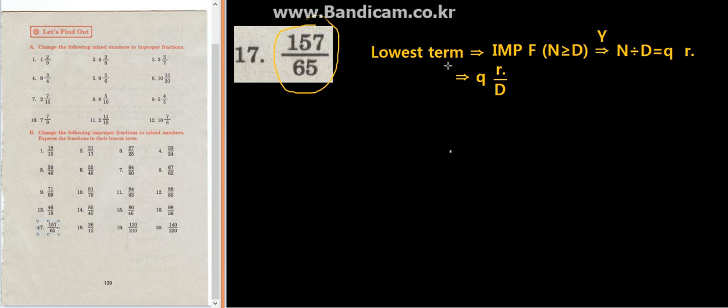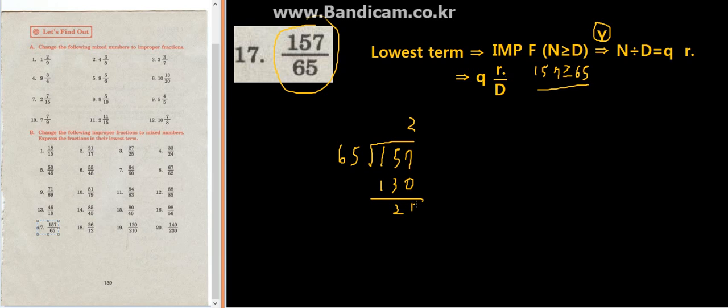Then we consider if this is an improper fraction. Yes, it is. The numerator is 157, while the denominator is 65. This is definitely an improper fraction. So we divide the numerator 157 by the denominator 65. Let's put 2, and this is going to be 130. And it will come out to 27. So the remainder is going to be 27.